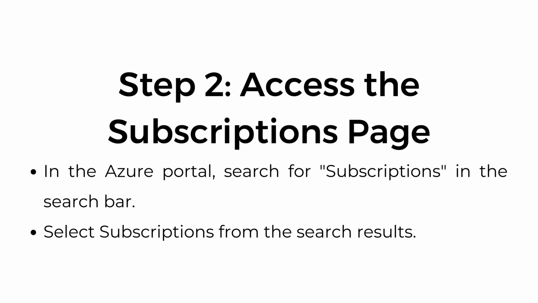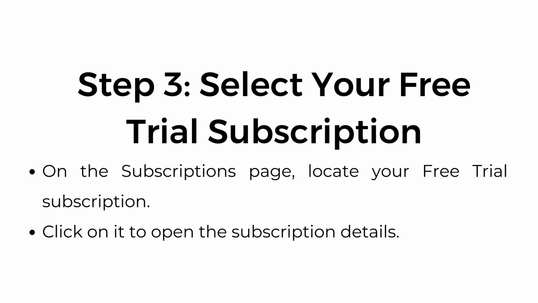Step 2. Access the subscriptions page. In the Azure portal, search for subscriptions in the search bar. Select subscriptions from the search results. Step 3. Select your free trial subscription. On the subscriptions page, locate your free trial subscription. Click on it to open the subscription details.